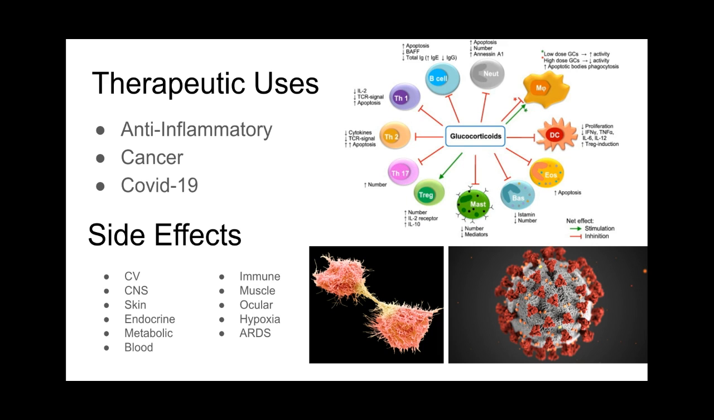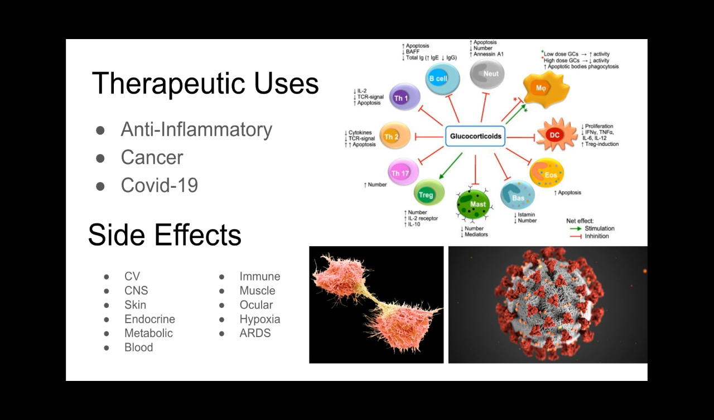We can now turn to what it is used for. Dexamethasone is primarily used as an anti-inflammatory agent. You can see its effects on immune cells in the top image. Note that it inhibits the functioning of multiple types of immune cells, including B cells, helper T cells, neutrophils, basophils, and eosinophils.